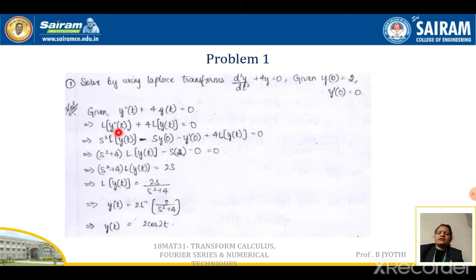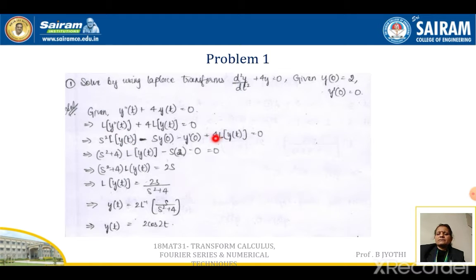Then we get L of y double dash of t plus 4L of y of t is equal to 0. This is by applying the linearity property. So we know that L of y double dash can be written as s square L of y of t minus s y of 0 minus y dash of 0, plus 4L of y of t is equal to 0.